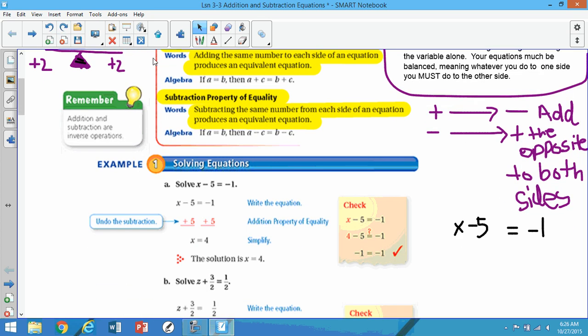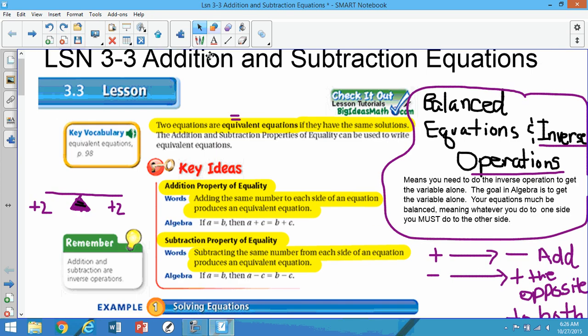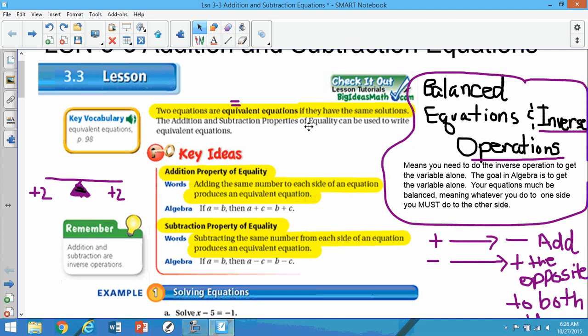Okay, so this vocabulary is extremely important, so make sure that you are familiar with these terms, because these are terms that I'm going to use all the time. Balanced equations and inverse operations. Balanced meaning you do it to both sides. Inverse meaning you do the opposite to solve it. So if you're adding, you're going to subtract. If you're subtracting, you're going to add. And then always think of it like a teeter-totter, and wherever the equal sign is in the equation is like the base of that teeter-totter, and whatever you do to the left or to the right, you have to do to the other.